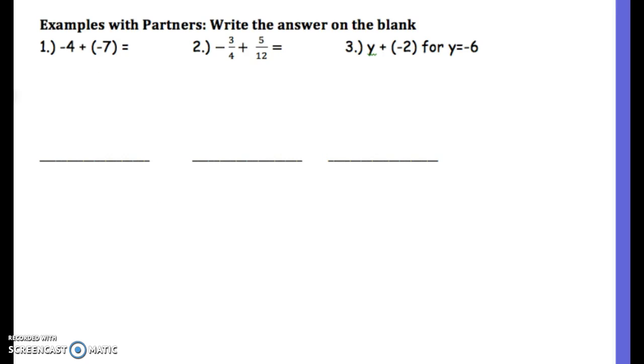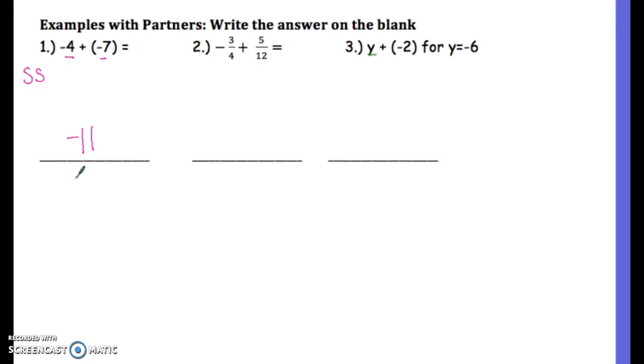Let's try a couple. The partner is, we are just going to do them together. If I have number 1, it's -4 plus -7. They're the same sign. 4 plus 7 is 11. It's negative, so your answer is -11.